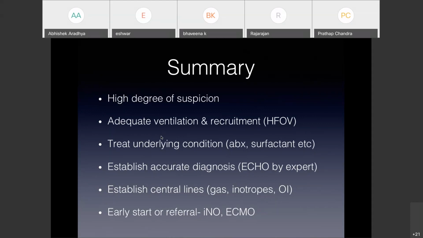If you don't have a UVC, at least you need to go for a peripheral PICC line and a peripheral arterial line if you don't have a UAC. And in my experience, we have won a lot of cases by early starting of nitric oxide, and I generally have an inclination, and we start from an OI of 15 onwards. And you also have to think that if nothing works, ECMO is also there as a modality of management.